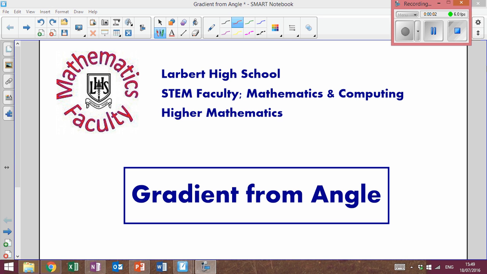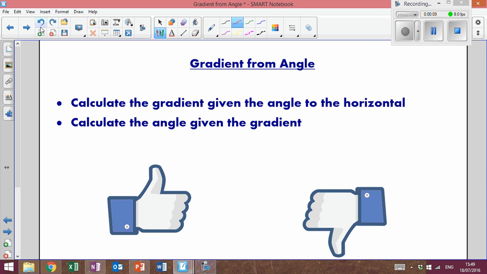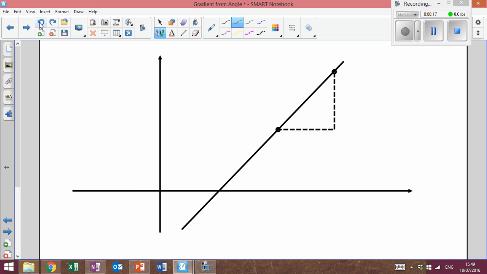Hi, welcome to this video as part of the higher maths straight line topic, looking at how to find the gradient given an angle. The two things you want to be able to do from this video are to calculate a gradient given the angle to the horizontal, and to calculate the angle given the gradient. First thing we're going to do is have a quick look at a wee situation here.